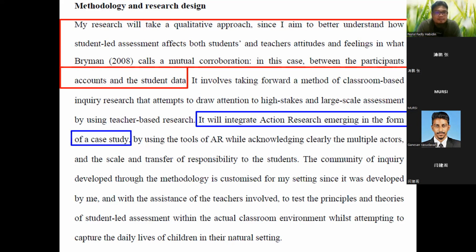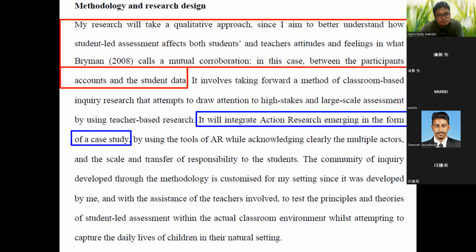My research will take a qualitative approach since I aim to better understand how student-led assessment affects both student and teacher attitudes, in what Primans calls the mutual collaboration, in this case between the participants' account and the student data. It involves moving towards a meta classroom-based inquiry research that attempts to draw attention to high-stakes and large-scale assessment by using teacher-based research. It will integrate action research and case study.